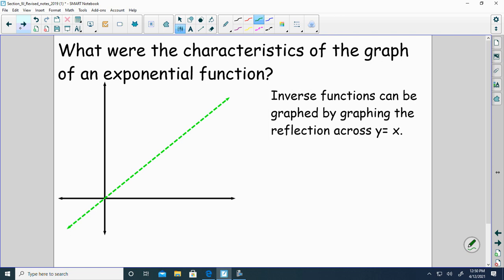All right, so there are the characteristics of the graph of an exponential function. Inverses will be symmetric over that green line that's graphed, meaning I could fold it over that 45-degree line and it would lie right on top of itself. That's the main thing that you're looking for when you're taking a look at inverses, okay?